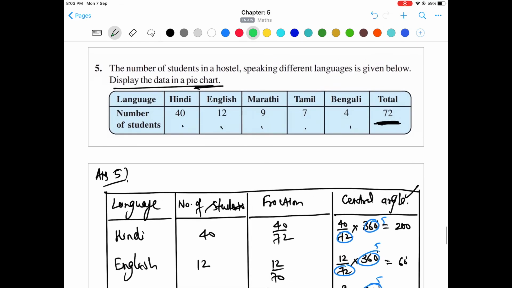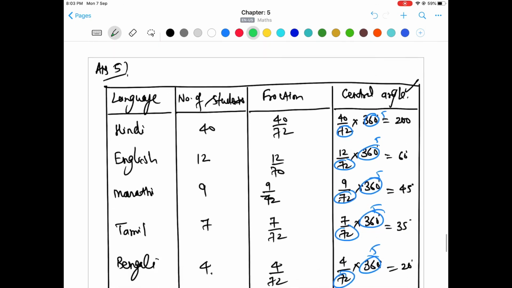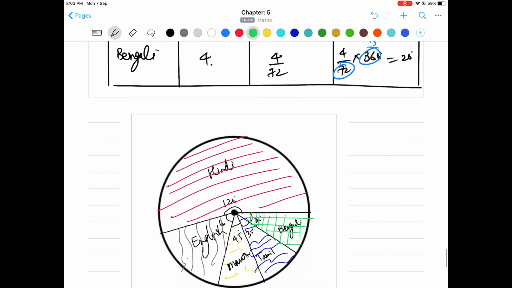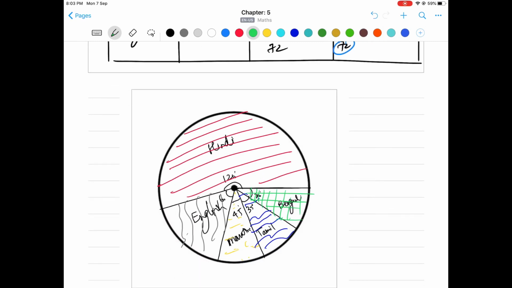With this, we have concluded exercise 5.2 of the chapter Data Handling. I hope you have understood how to find the central angle, and then represent those central angles on a pie chart or a pie graph. Now what you have to do is practice all the questions multiple times so that you will be fluent in solving these questions.